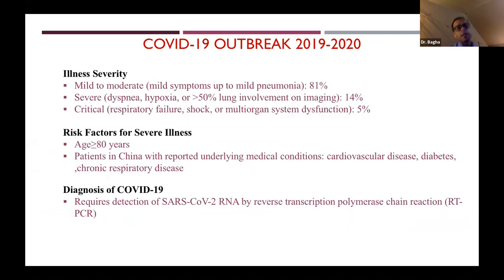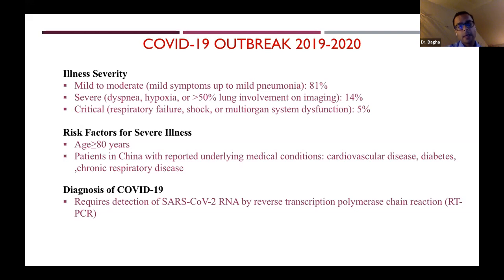So if you look at the illness severity, we have the mild to moderate symptoms, and then we have those patients who present with severe symptoms, and those patients who actually are critical. So in the majority of the cases, in up to 80% of the cases, the disease presents as a mild to moderate disease. It's only in 15% of cases where it is severe, and only 5% actually require critical care unit admission.